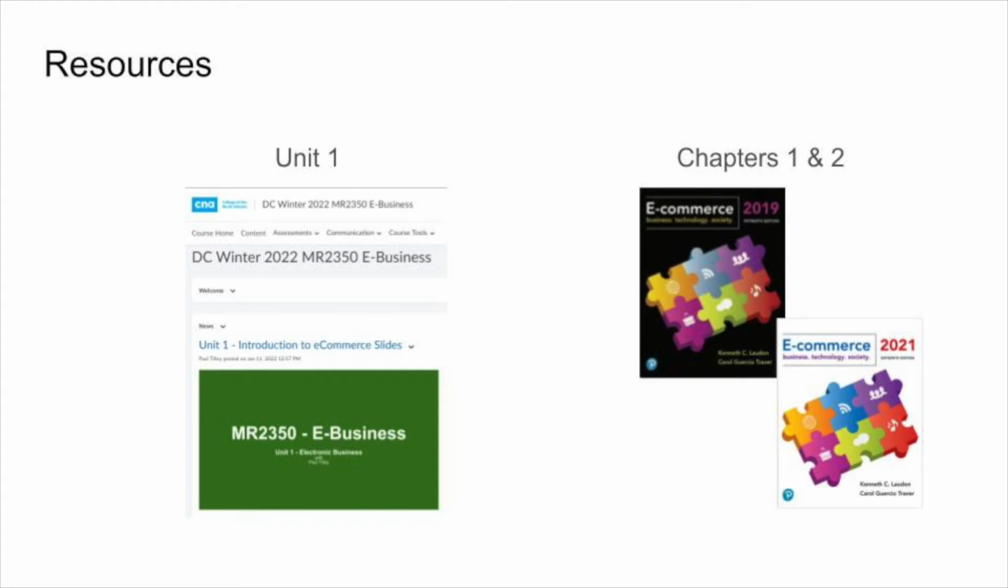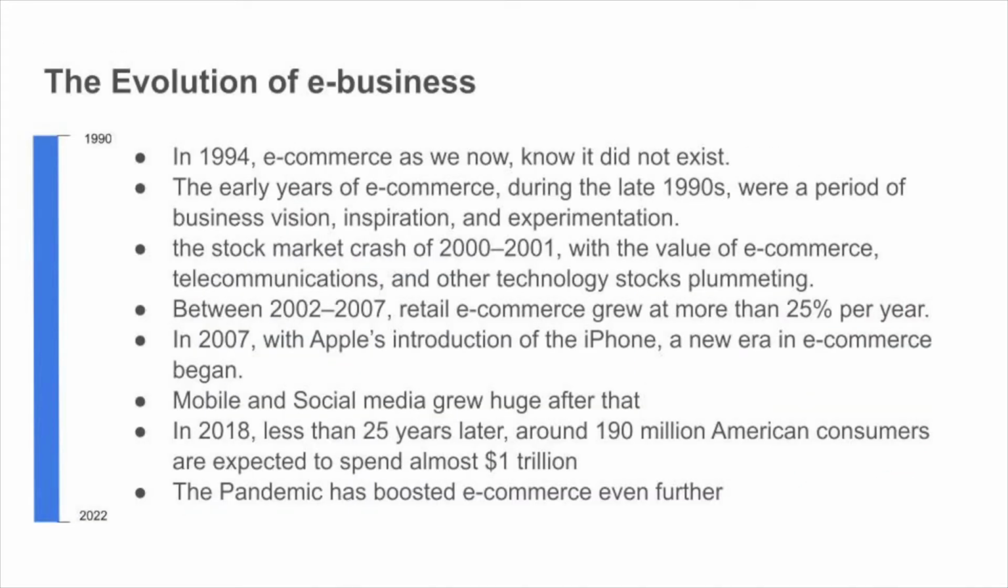First, let's take a look at the history of e-commerce. In 1994, e-commerce, as we know it, did not exist. So this is a relatively new technology. The early years of e-commerce really began outside of the consumer spectrum. The basic technology to allow this sort of thing evolved in industry. For example, banks could do electronic funds transfer long before we ever could. But we're talking about it from a consumer perspective and how it's come into the public consciousness.